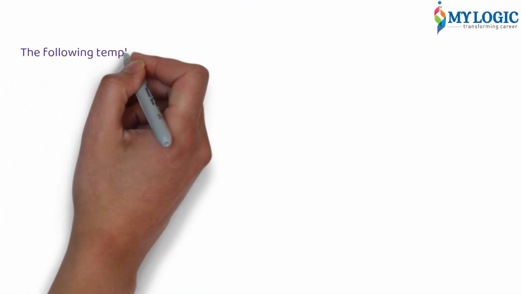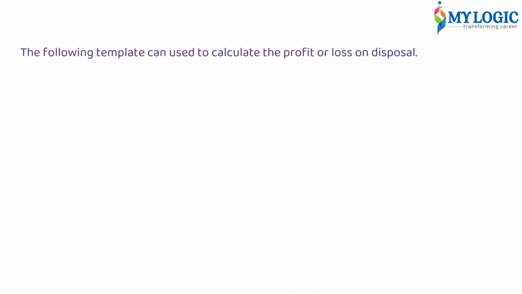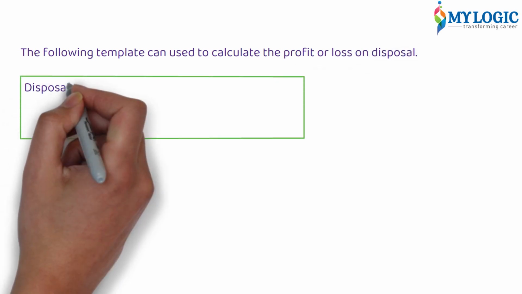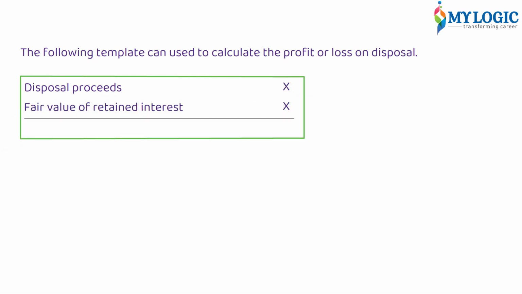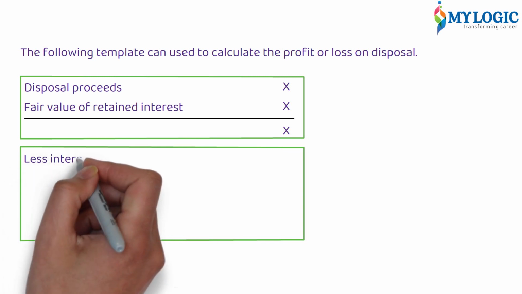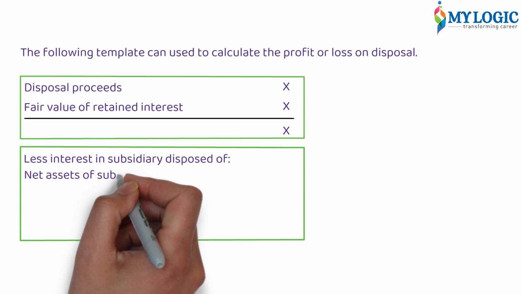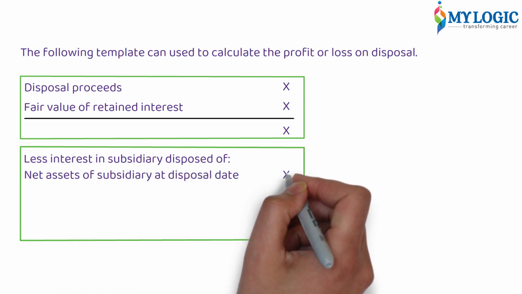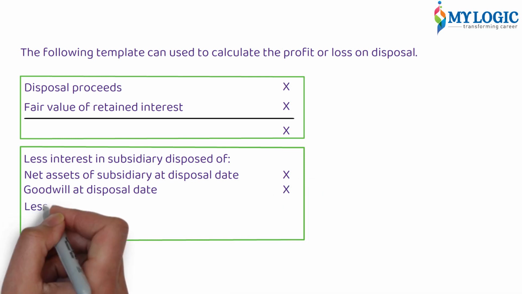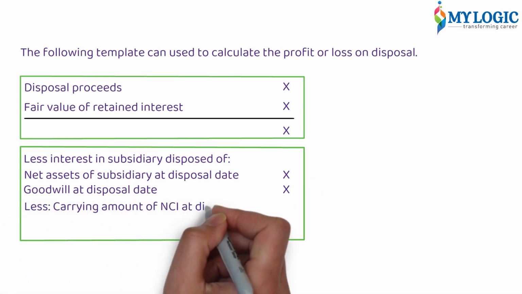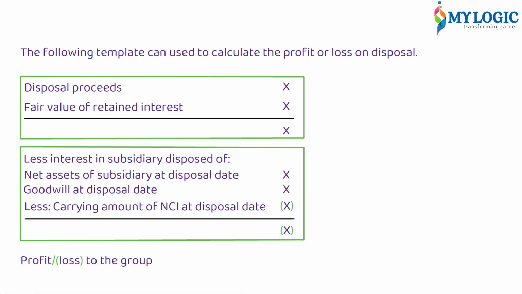The following template can be used to calculate the profit or loss on disposal. Disposal proceeds, fair value of retained interest, less interest in subsidiary disposed of: net assets of subsidiary at disposal date, goodwill at disposal date, less carrying amount of NCI at disposal date, profit or loss to the group.